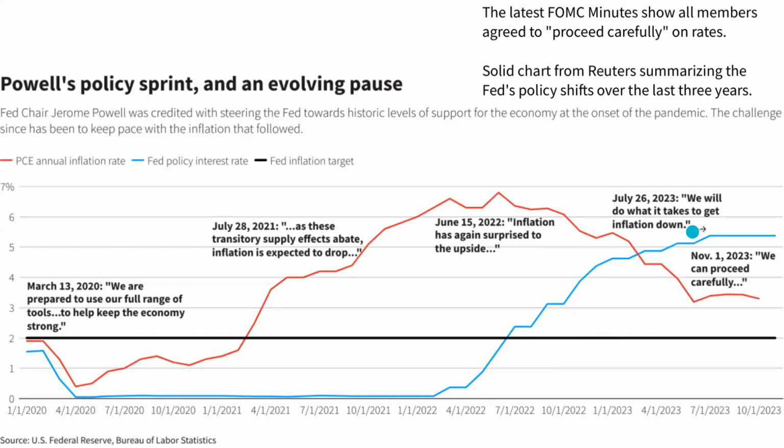And then in July of 2023, we will do what it takes to get inflation down. As it's coming down, you can see that the Fed funds rate has just continued to rise throughout that time and remain elevated. And so now, November 2023, we can proceed carefully, right? And so you can see, basically the Fed policy rate is flat. We're seeing PCE kind of flattish here. We did have an uptick in the last couple PCE and CPI reports, right? But overall, we can see that we're in a downtrend, starting to stabilize a little bit here, and hopefully they can get it back down closer to that Fed inflation target.